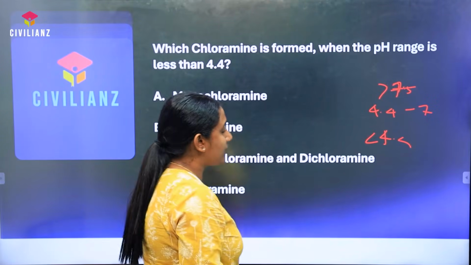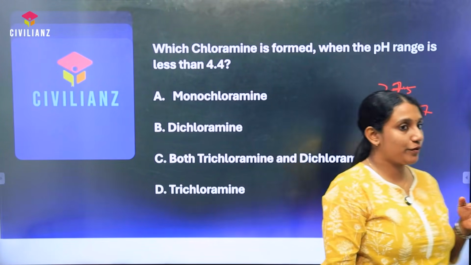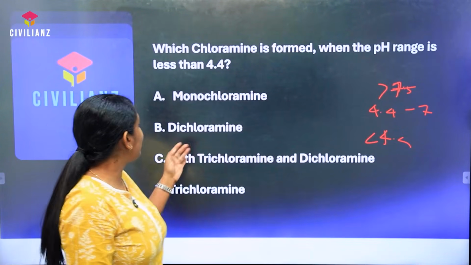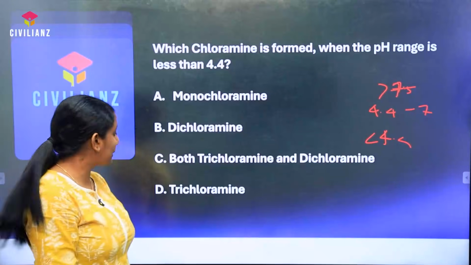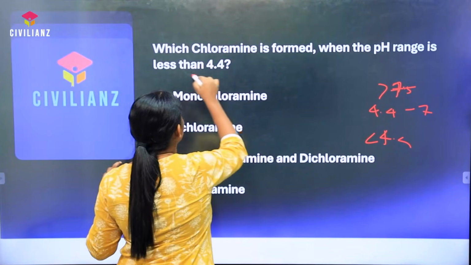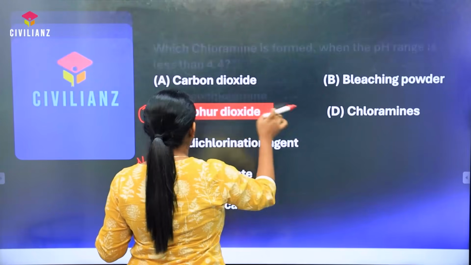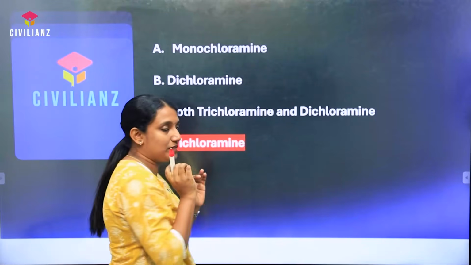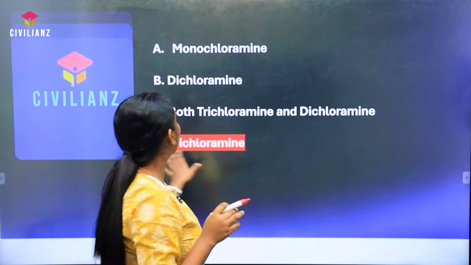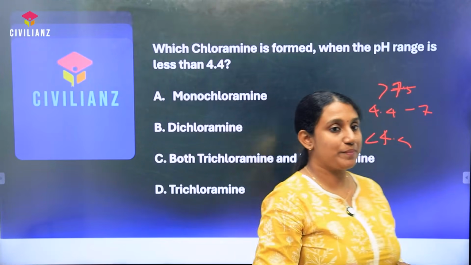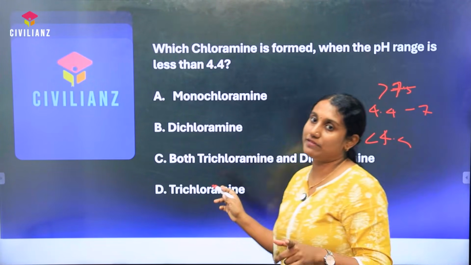Trichloramines. In the first case, greater than 7.5, we get monochloramines. At 4.5 to 7, we get dichloramines. At less than 4.4 pH range, we consider trichloramines. So please note the pH ranges also. It's very important, a repeated question, a previous year question.